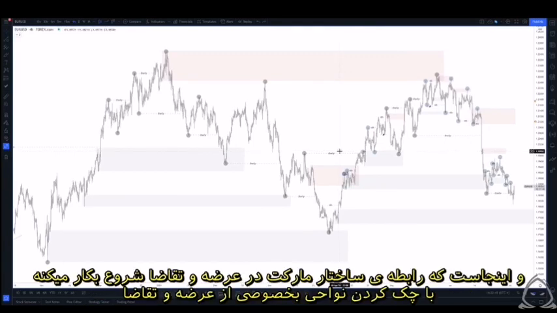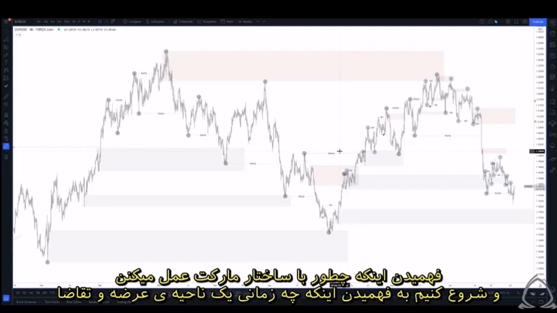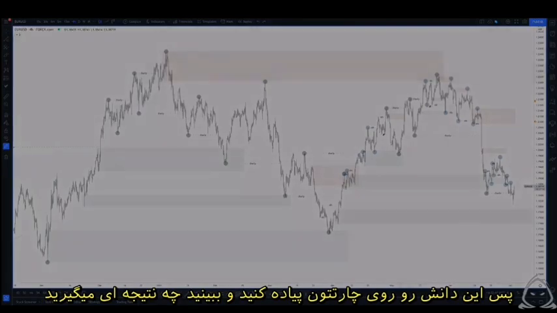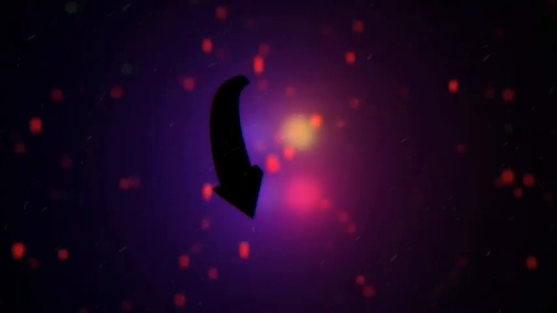And this is where the link of market structure and supply and demand really starts to come into play, by being able to vet out certain supply and demand zones, understand how they work with market structure, and start to understand when a supply and demand zone is likely to be respected or when a supply and demand zone is likely to fail. So now take this to your charts and see what you can come up with.